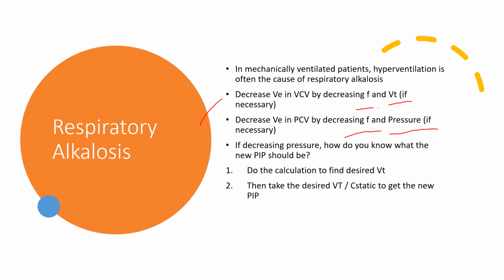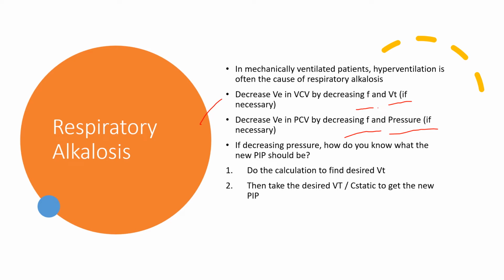So let's say we're in pressure control, and I want to see what my new pressure should be instead of just turning it down and hoping for the best. But this is life support. There should be a better way. There's a calculation for this, right? So that way you don't have to guess. Guessing and life support, I don't think those things should go together. But when you're doing this, do the calculation to find the desired tidal volume, right? So we're doing the actual over desired to get to that. And then we're going to get our desired tidal volume.